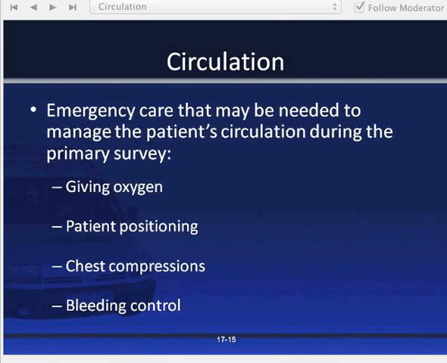Emergency care that may be needed to manage the patient's circulation during the primary survey includes the following: giving oxygen, patient positioning, chest compressions, and bleeding control.